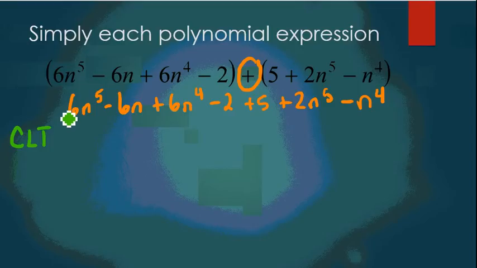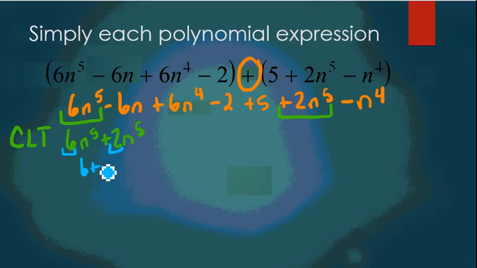We're going to look at 6n to the 5th, and we're going to look for another n to the 5th, and that's plus 2n to the 5th. So that's like saying 6n to the 5th plus 2n to the 5th. Now these aren't exponents, so we don't get to add the exponents. We just get to combine the coefficients of 6 plus 2, which is 8, and then we keep the n to the 5th. My next set of like terms, let's see if we can find one that matches this, negative 6n. So we're going to look just for another n, and I don't see it. So actually that one stays alone. So then we have minus 6n.